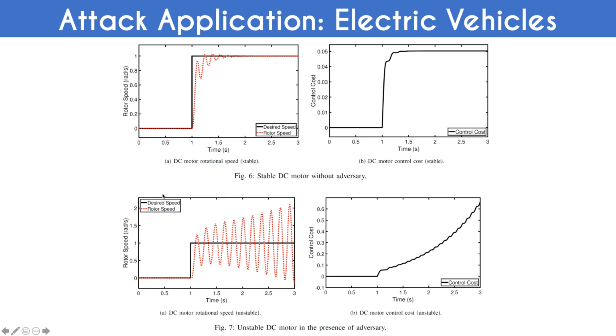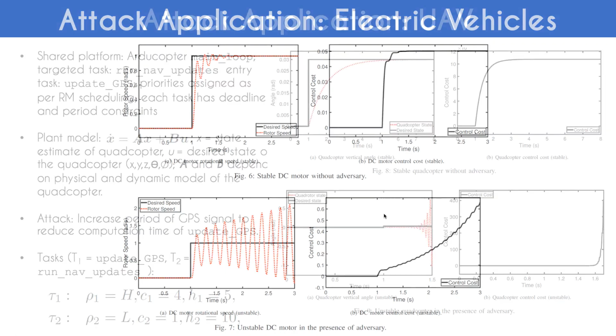However, if the attacker upsets the system, then as you can see, the rotor speed never converges to the desired speed. And we can also see this more clearly from the control cost. Once we increase the speed at time t equal to 1 second, the control cost does become stable here. But in the bottom curve, we can see that the control cost starts to diverge, and it never becomes stable.